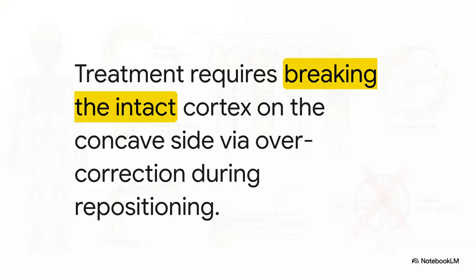Okay, now this is a really critical point, and one that loves to pop up on exams. For Greenstick fractures, you have to intentionally complete the fracture during the reduction. You have to break that intact cortex. Why? Well, if you don't, that intact side acts like a tether, and it'll just pull the bone right back into that ugly, deformed position while it's healing. You've got to break it to get a stable reduction.